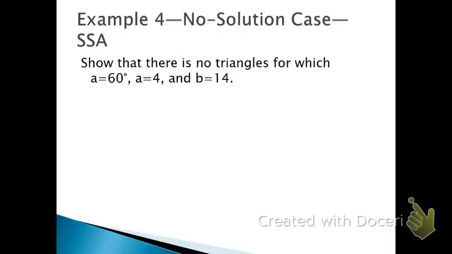So example 4 says, show that there is no triangle for which, that's supposed to be a capital A there. So angle A is 60 degrees. Side A is 4 and side B is 14.